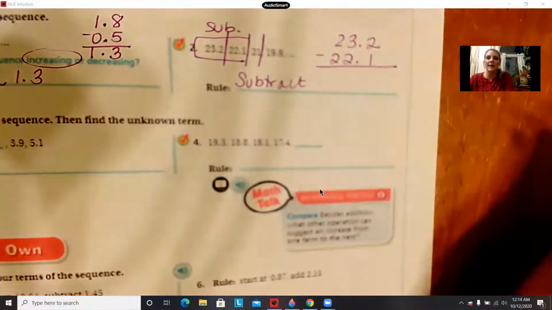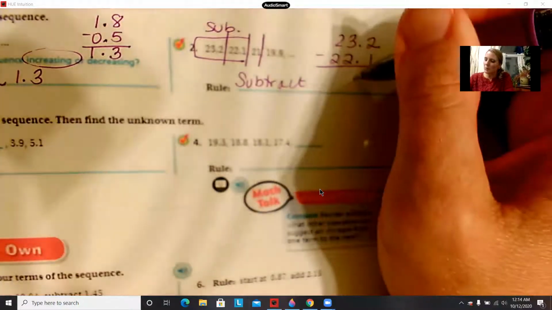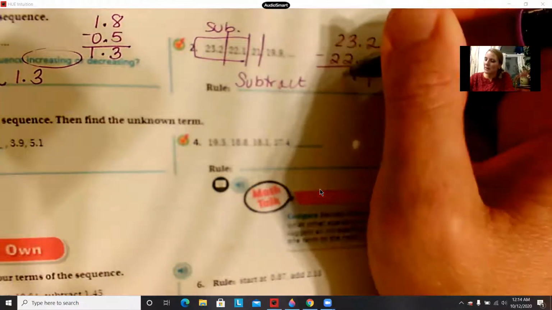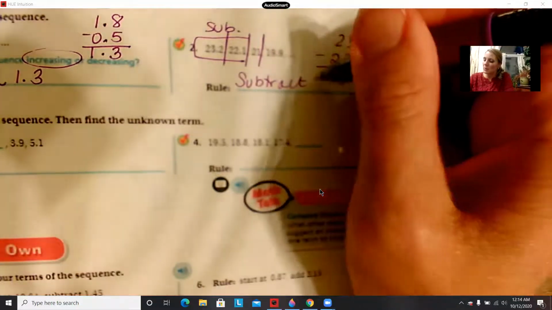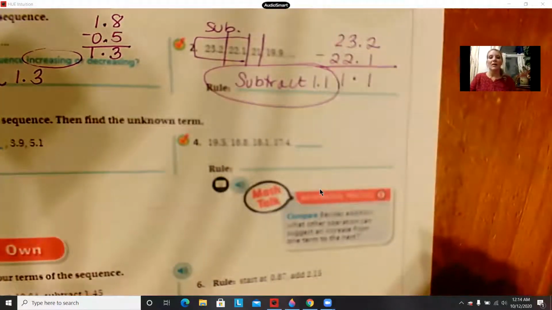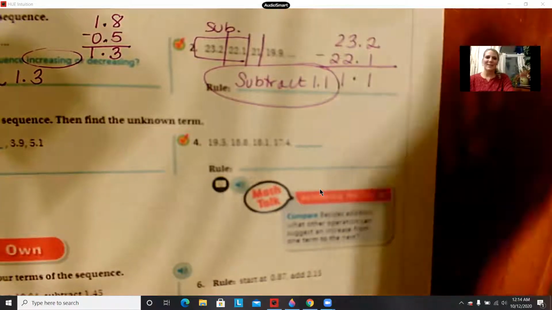Draw your long equal sign. Get your decimal point there. 2 minus 1 is 1. 3 minus 2 is 1. And 2 minus nothing is 0. So my rule is to subtract 1 1/10 from each term to get the next term. Pretty easy so far? Good.